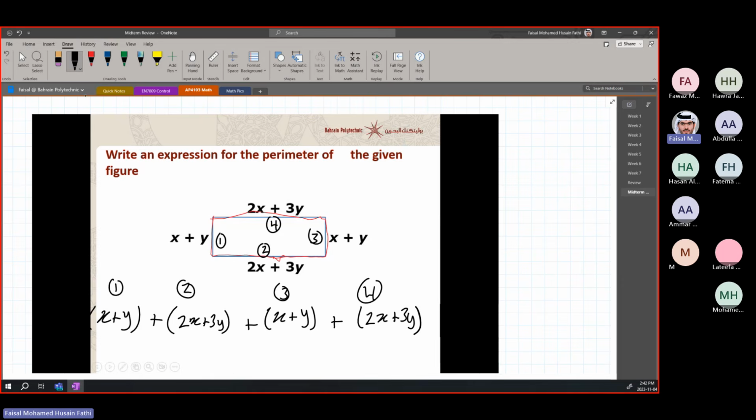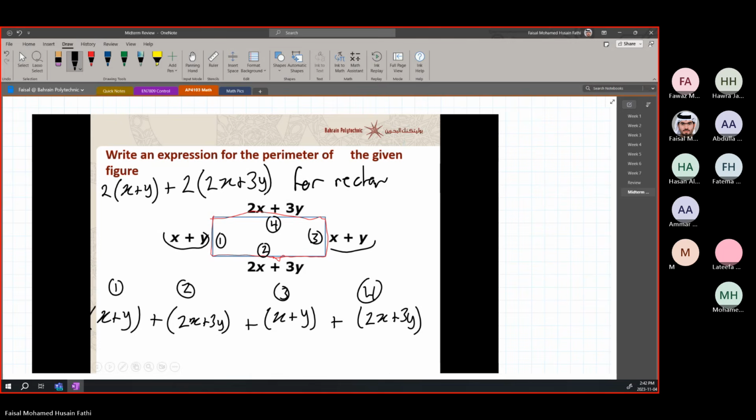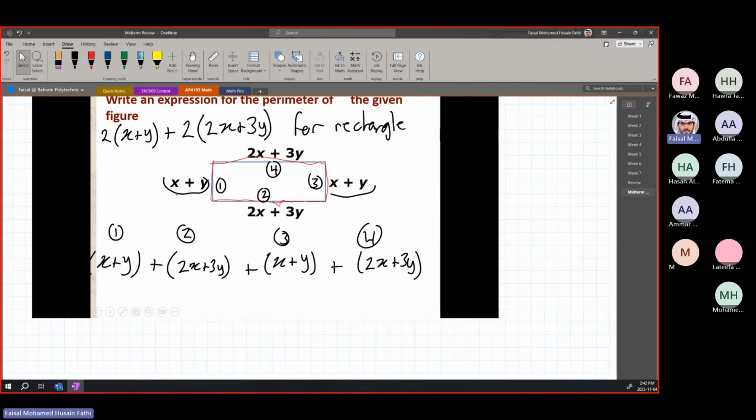Of course, you have to know that in a rectangle the opposite sides are equal. This is why these are x plus y, 2x plus 3y, x plus y, 2x plus 3y. Another way of writing this is 2 times (x plus y), because we have 2 of them, plus 2 times (2x plus 3y). In a rectangle the length and width are equal on opposite sides. Then we can simplify either one of these equations.